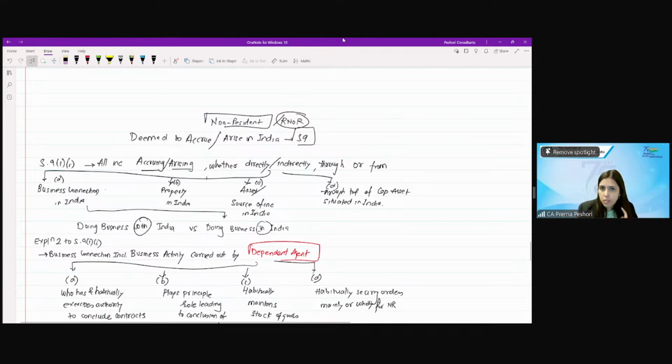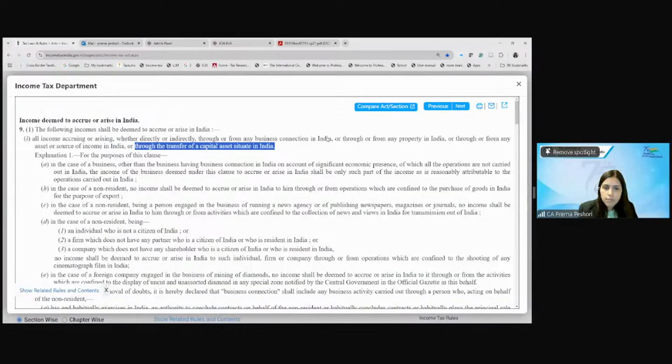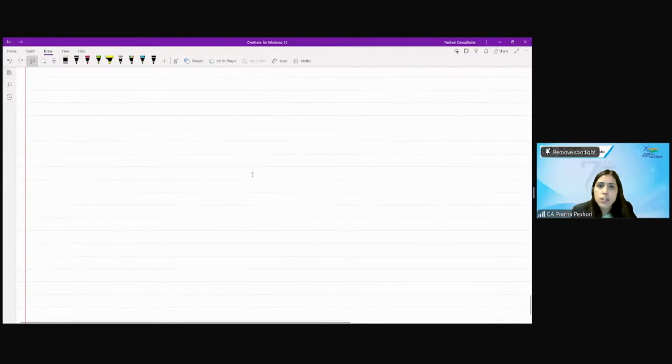Now, there is a catch over here. Let me tell you what happens in the case. Let me give you the example. This was a practical case. Let's say there is a company A, which is, let's say, resident of UK. Now this has, let's say, a subsidiary in Mauritius.